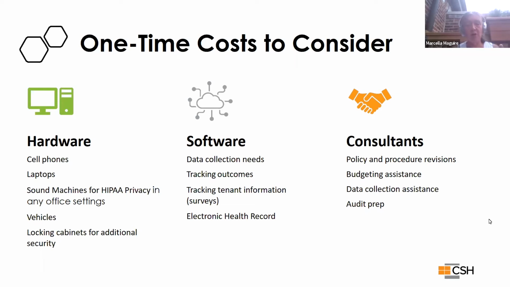What billing system are you using? What data collection information? How do you track outcomes? How do you gather data and information? This is the analytical lens. How do you gather information that talks about what our outcomes are?